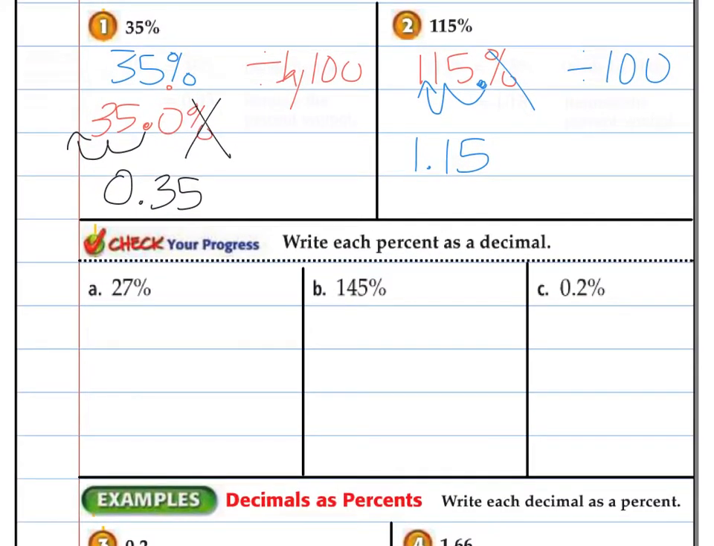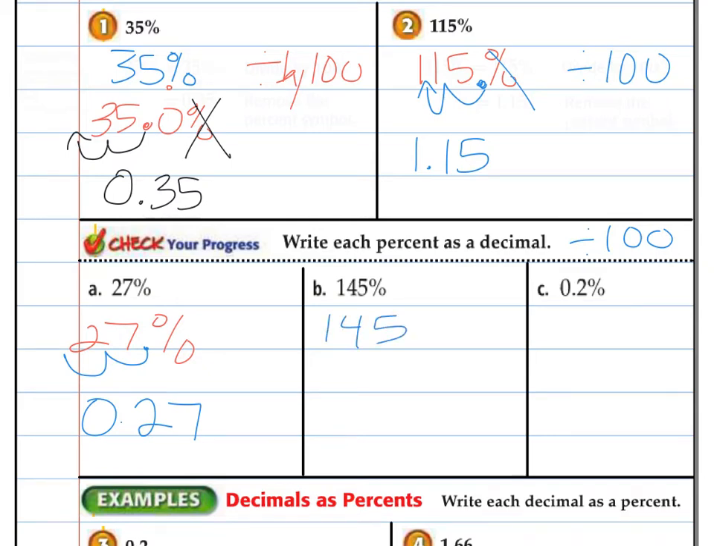Give some of these a try. I'm going to kind of fly through them. So again, it just means to divide by 100. You would always rewrite it on your notebook paper. Move the decimal 2 places to the left. 27 hundredths. Get rid of the percent sign. Decimal's at the end of the number. Move it 2 to the left, dividing by 100. So we have 1 and 45 hundredths.